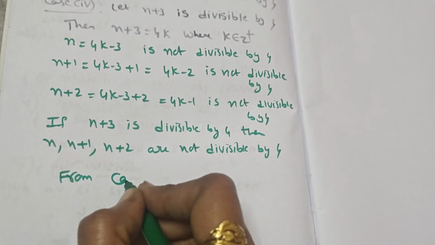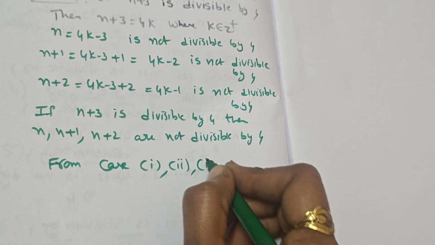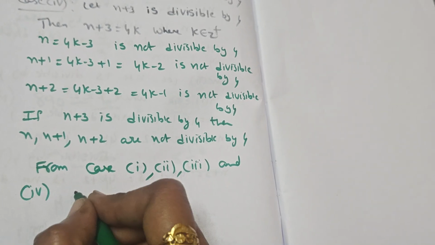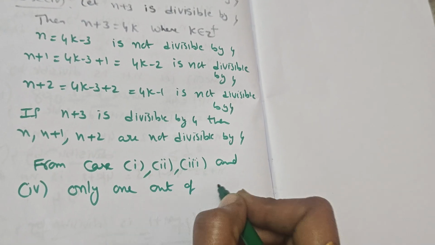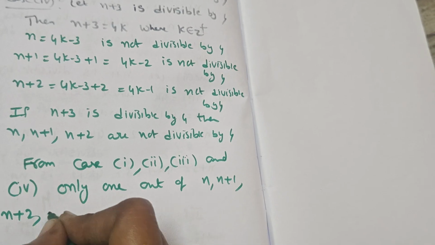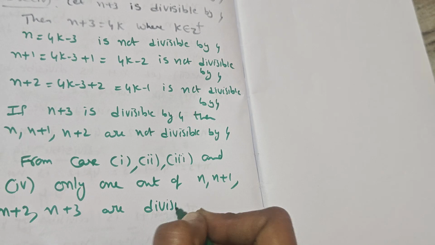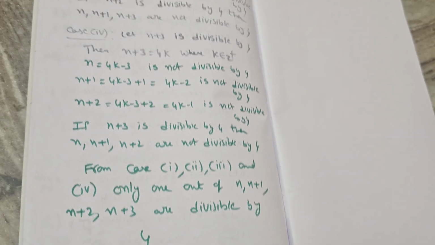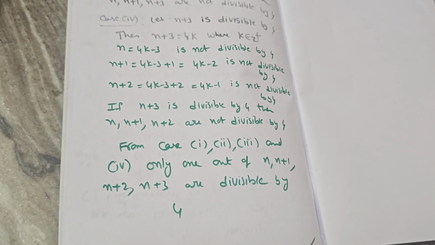From case 1, 2, 3 and 4, we can say that, what we can say? Only one out of n plus 1, n plus 2, n plus 3 is divisible by 4. What is the meaning of this? If one is divisible by 4, others are not divisible by 4. Did you understand children? I think you understood this sum.